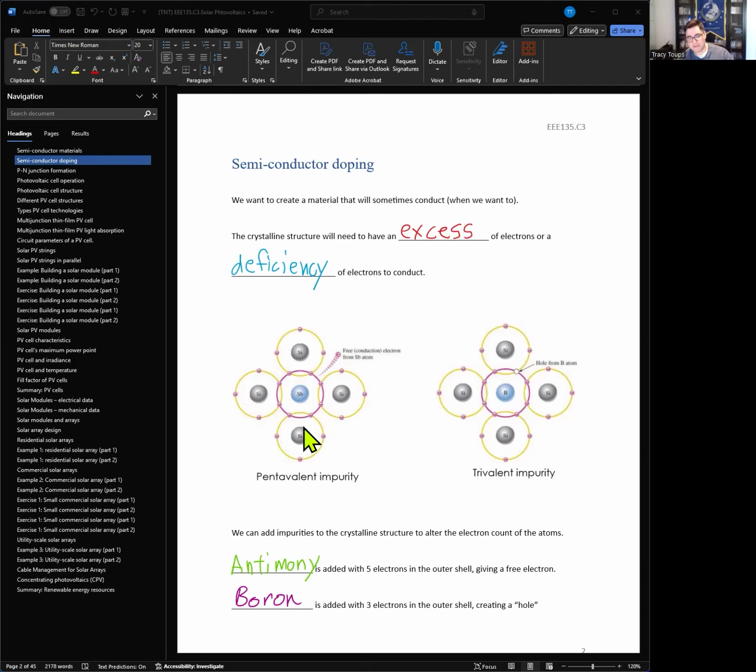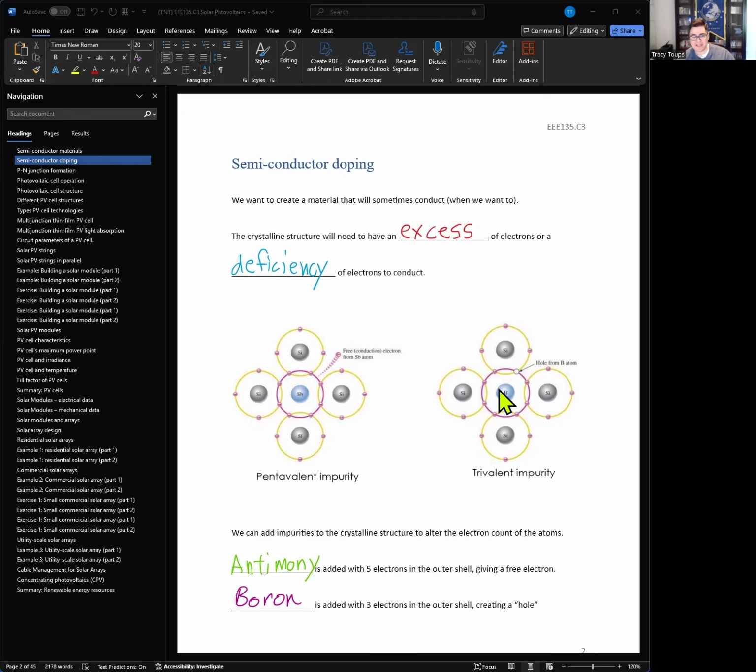Okay. The opposite to that is we can remove an electron from the shell by using boron. Boron is element 13, so it only has 3 electrons on its outer shell. So when we have 4 silicon atoms nearby, that's 4 from them. Boron has 3, so we have 7. So we're actually missing 1. We call this a hole, because there's a spot where an electron wants to come in, but we're just naturally missing it.